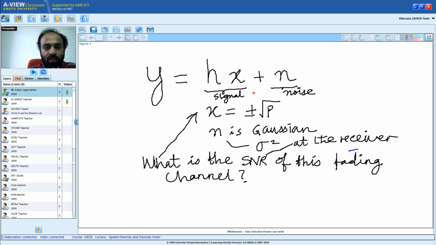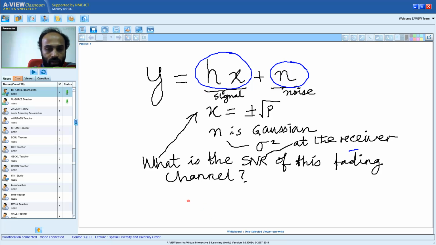So if you can see, basically the signal is H times X, and the noise is the same. What is happening is the signal H is getting multiplied by X. So SNR is signal power. What is the signal power? Signal is H times X.